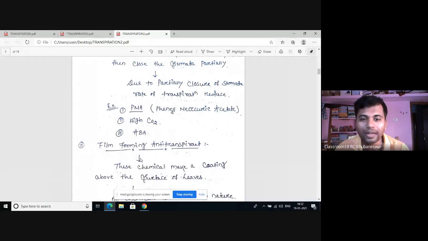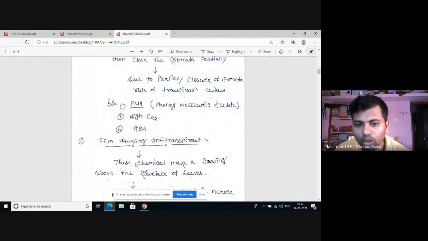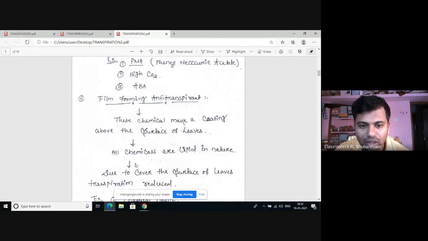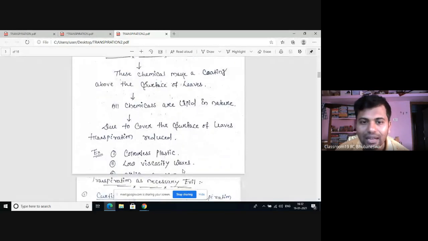Suppose we are having a leaf, and if we spray on the surface of the leaf compounds like colorless plastic, low viscosity wax, etc., they will form a thin film on the surface of the transpiring surface. So water will not escape.